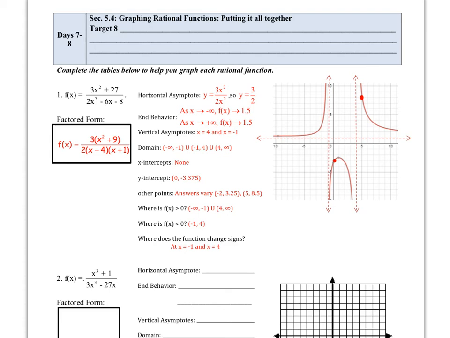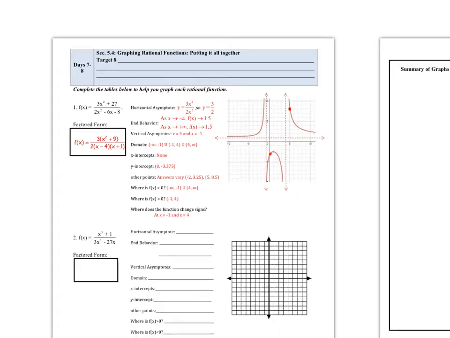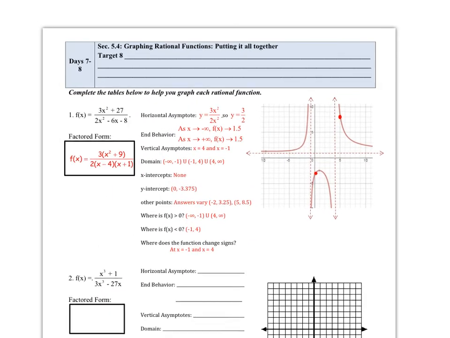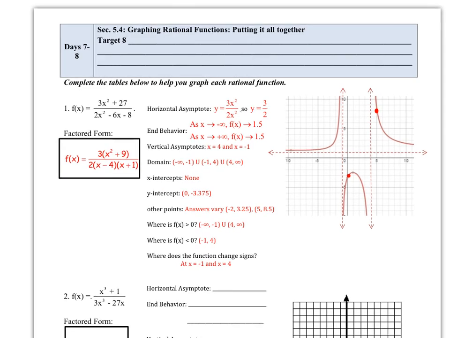All right, good morning. So we're looking at days 7 and 8 in your packet, which is on page 17. There's one problem here that's worked out for you. The other one I will walk through with you. This is just putting everything together that we've learned about rational functions and their graphs and what we can get from equations. So really here, nothing is new for today. It's just really putting it all together, making sure you have it all down.